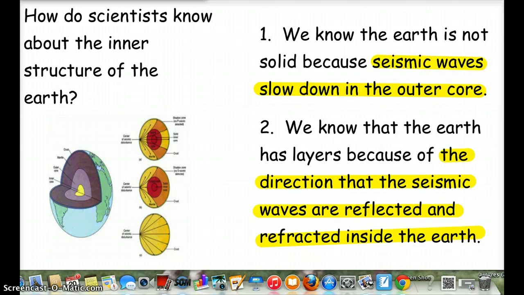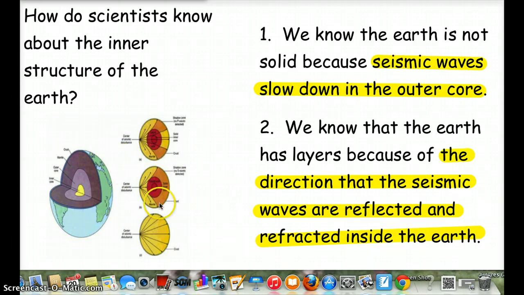The second piece of evidence is that we know that the Earth has layers because of the direction that seismic waves are reflected and refracted inside the Earth. And we're kind of talking about shadow zone here. If you look at the picture right over here, okay, or let's start at the bottom. This picture shows seismic waves, how they would travel in all directions away from the earthquake if the Earth were homogeneous. Okay, they're traveling all directions same time.